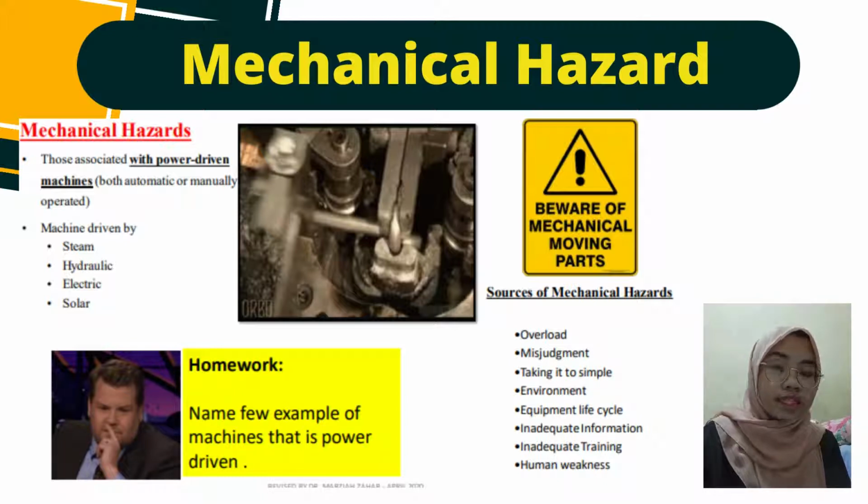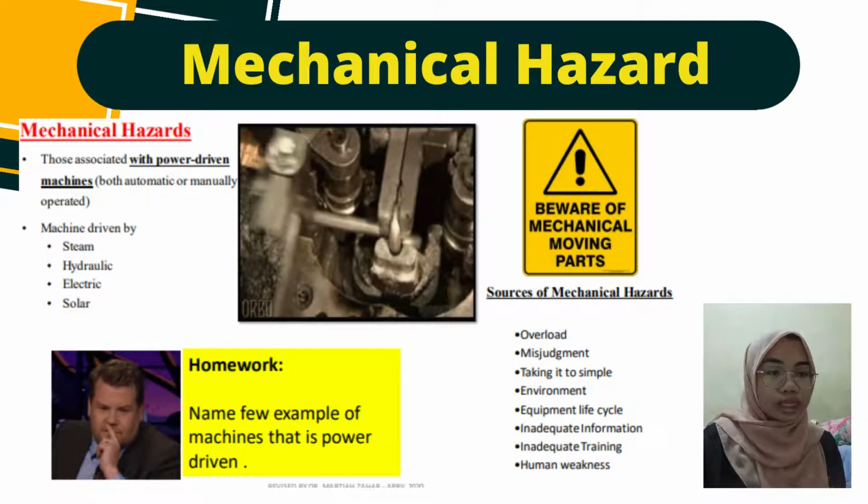Today I'm going to explain about mechanical hazard. What is mechanical hazard? A mechanical hazard can be created by either power or manual use of tools, equipment or machinery. Those are associated with a power-driven machine, both automatic or manually operated. A mechanical hazard is contact with an unguarded moving part on a machine. The impact is when part of a machine or equipment is thrown.